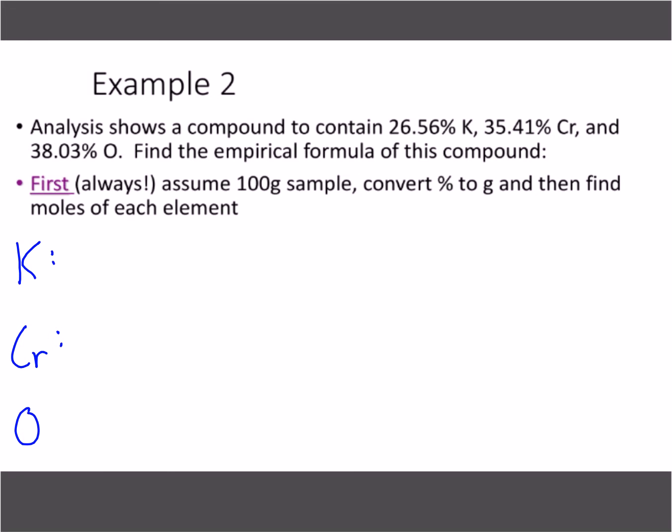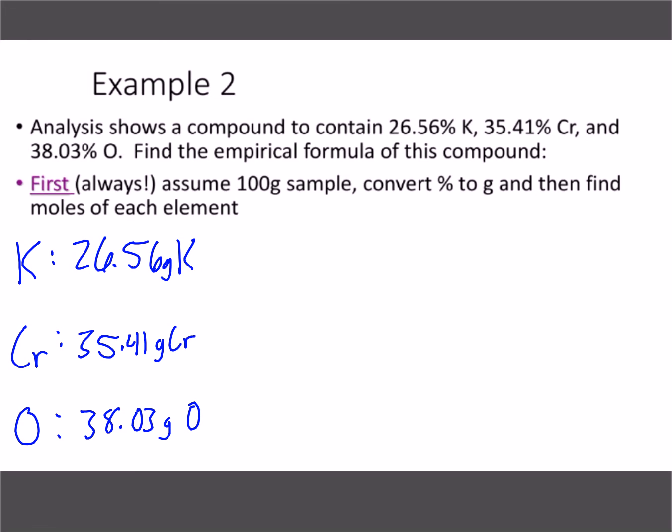Folks, do I really need to write down the percentages there? No, what should I just write them as? Just make it grams, right? Save yourself some space. 26.56 grams of potassium, 35.41 grams of chromium, and 38.03 grams of oxygen. So that's the first step.